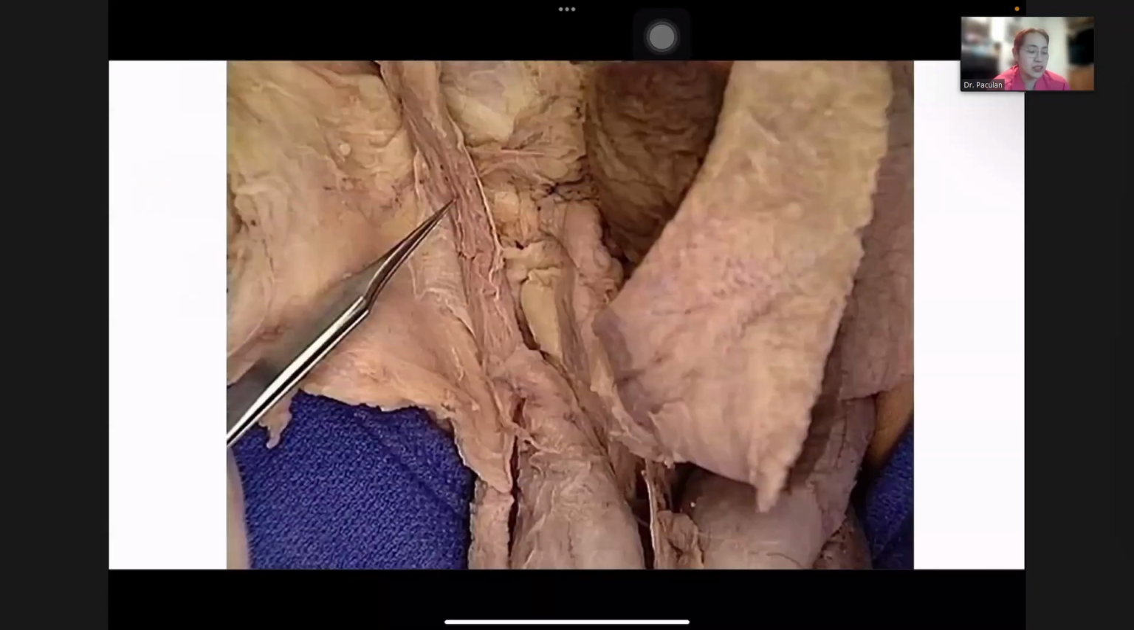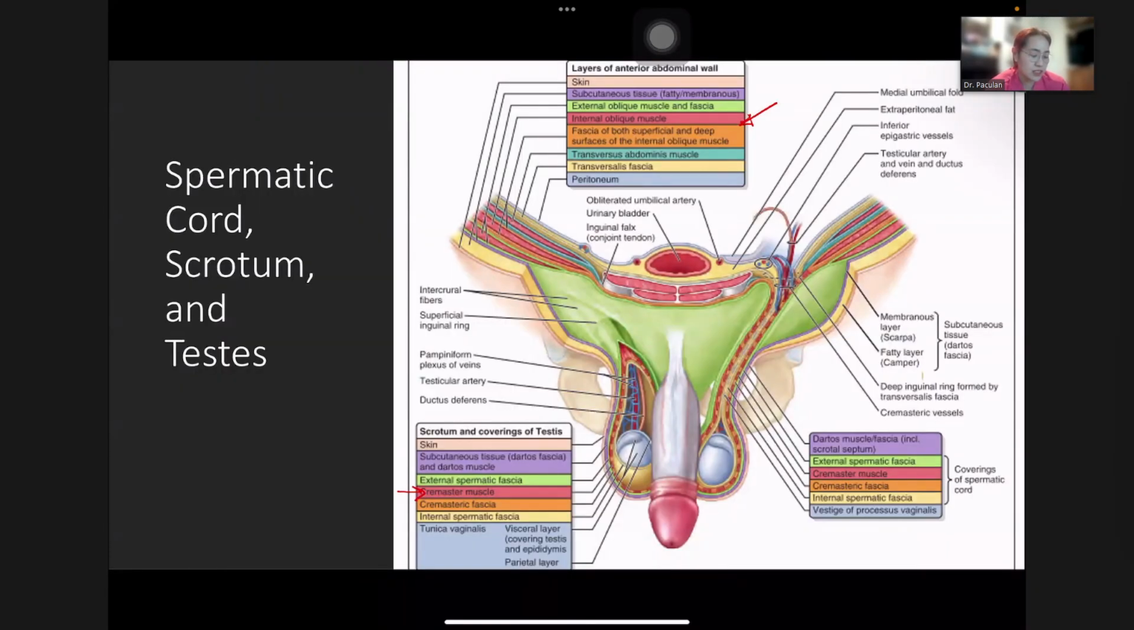Based on this structure, dartos fascia, what is its continuation in the abdominal wall? It is the subcutaneous tissue, the fatty or membranous subcutaneous tissue. Okay, good. So that is how you use this chart.